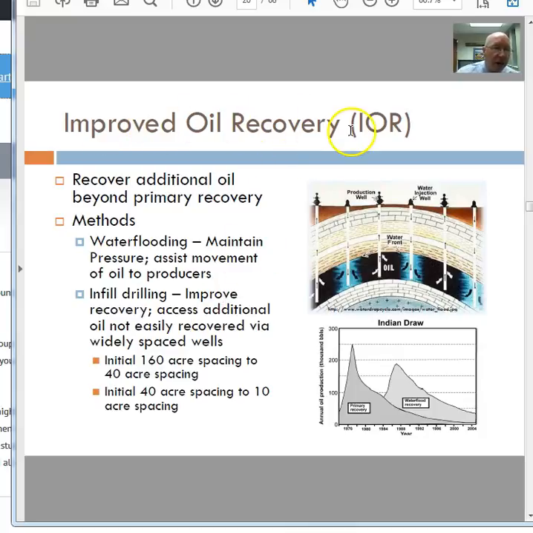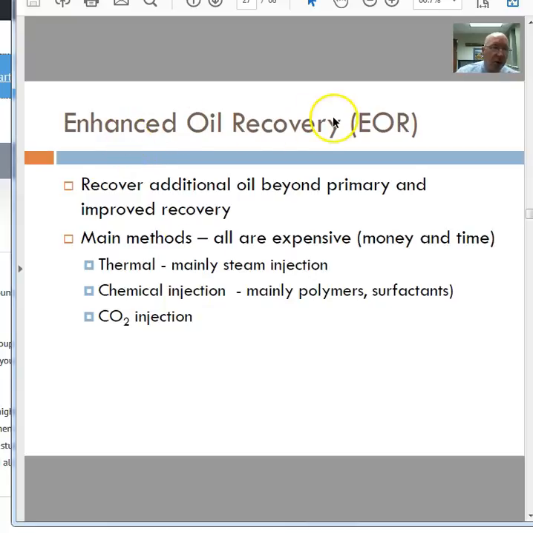So improved oil recovery, this is not a pump jack. A pump jack is still the primary drive. Pump jack is just getting it from the wellbore up to the surface. Really, it's water flooding and then the infill drilling, where you're just putting more holes in the ground. Enhanced oil recovery is when you're chemically changing the properties of the oil. And this is where Josh asked the question tonight, well, how does that work?